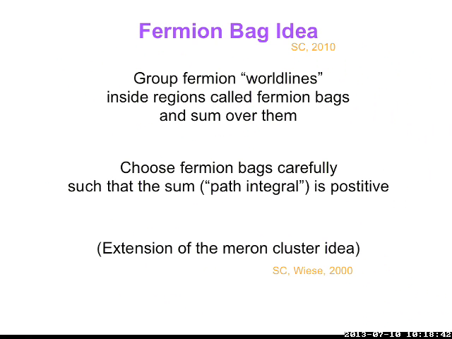So what I'd like to do is that as we go along, maybe you will see some of the applications in the Hamiltonian approach. Some of the things I find easier here. So let me explain what my idea is. If you group fermion world lines inside regions instead of really doing it over the whole of space-time, that region is what I call a fermion bag, and if I can sum over them, and if I choose the bags carefully such that the integral over that particular region is positive, then maybe you can solve sign problems in different ways, and that's sort of the basic idea.